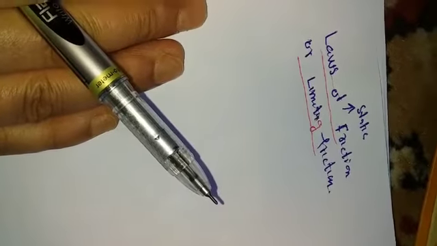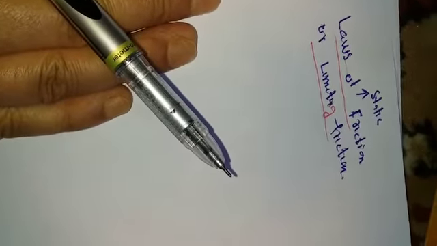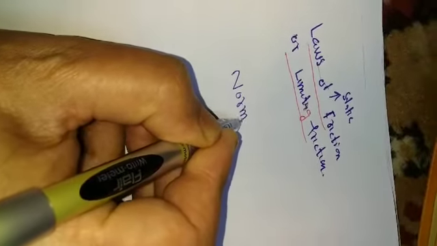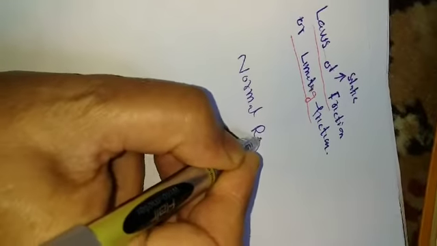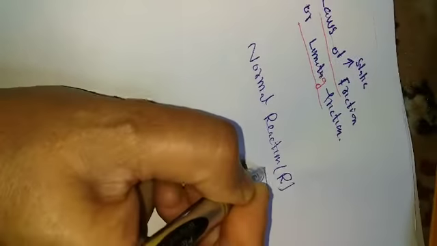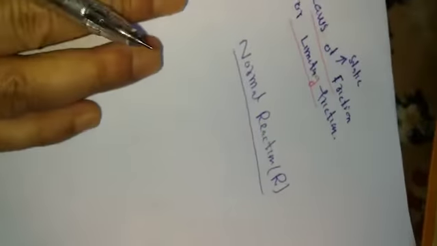Limiting friction is the maximum value of static friction where the body starts rolling over the surface of another body. I hope you have remembered that lecture. Before studying the laws of static friction or limiting friction, first of all we should understand what is called normal reaction. It is usually denoted by R. First of all, we should understand what is normal reaction.